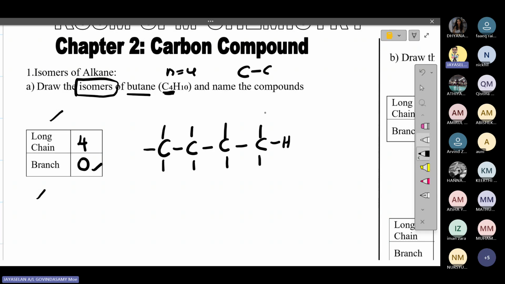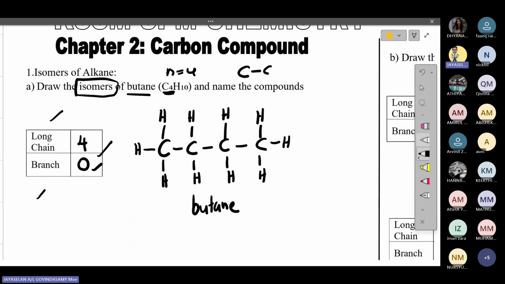Okay, when you draw, 1 mark. If they ask you to name, 1 mark, 2 marks. So you guys already score 1 mark. What is the name of this compound? So I put here butane. So rangka siap. Okay, lepas tu macam mana saya nak buat?